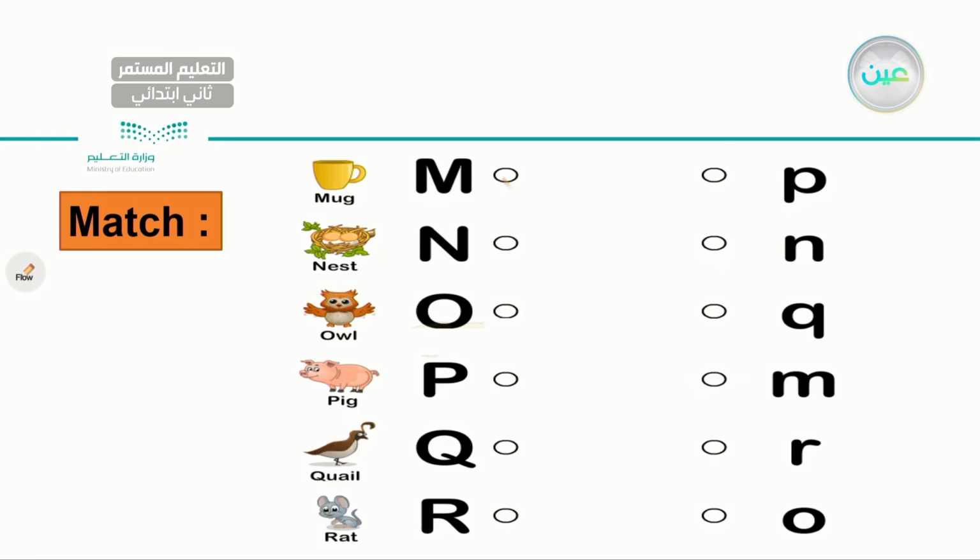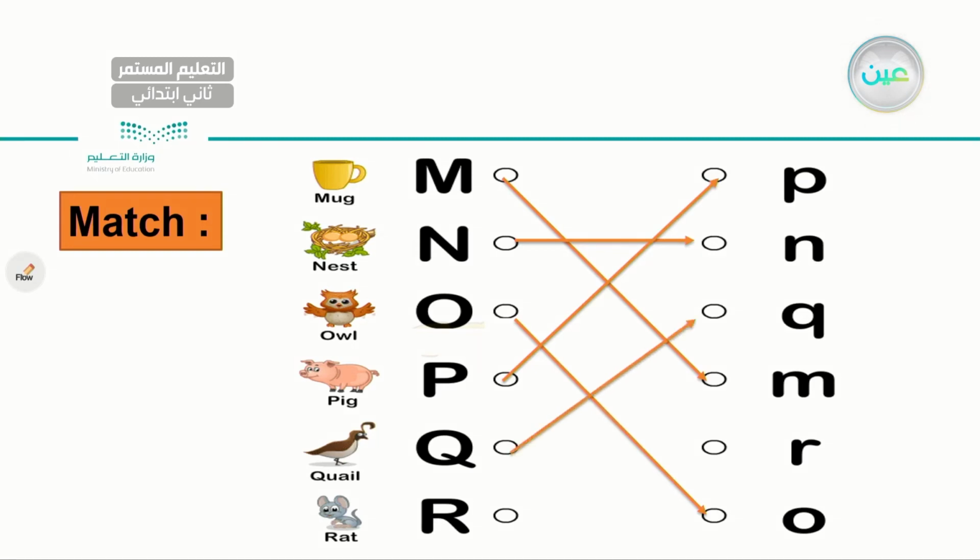Let's go ahead. M, capital, mug, N, capital, small n, nest. Very good. O, capital O, small o. Very good. Excellent. Next, P, capital and small. Next, I have Q, capital and small, quill. Last letter, I have R, capital and small.